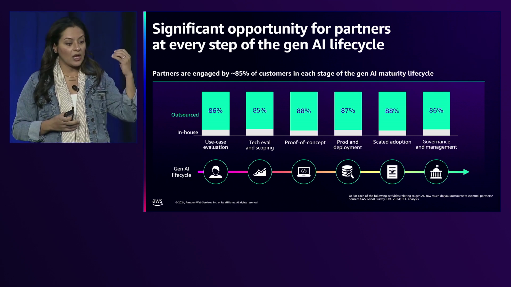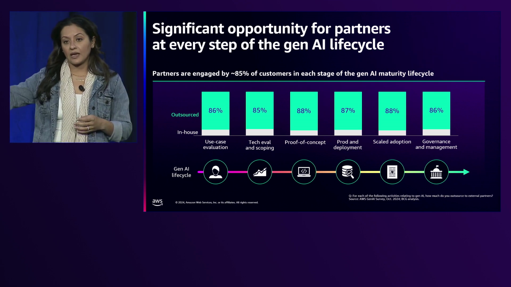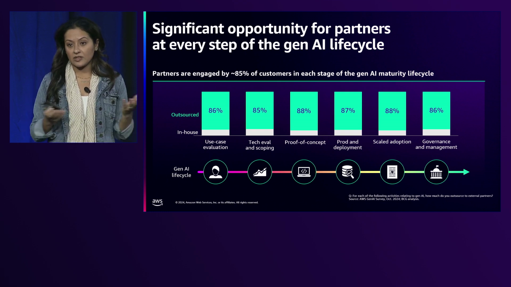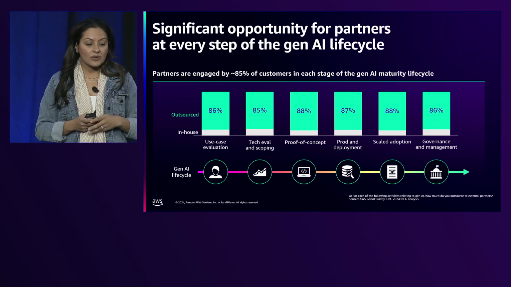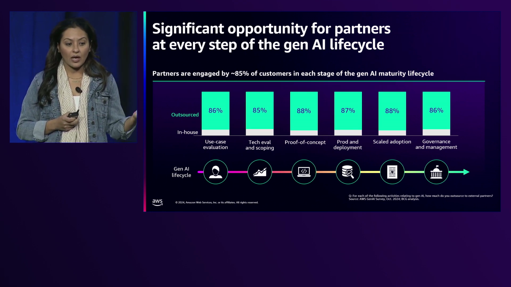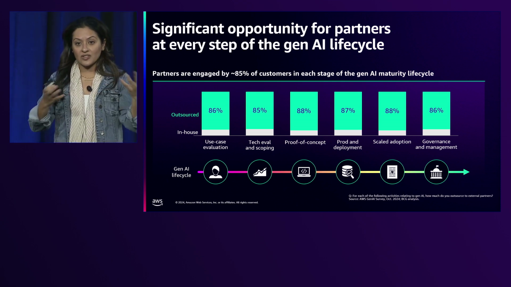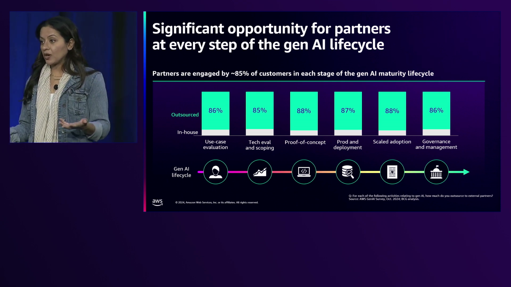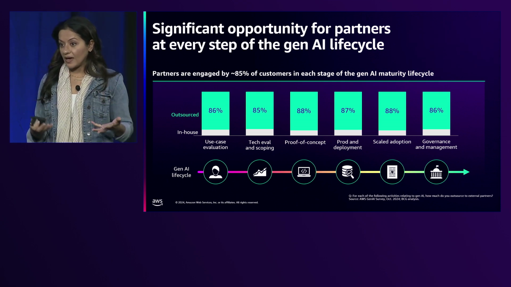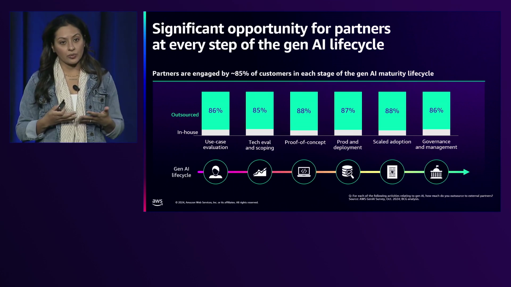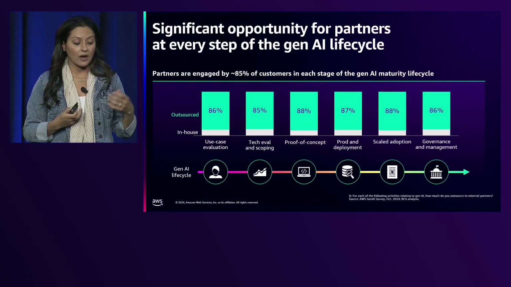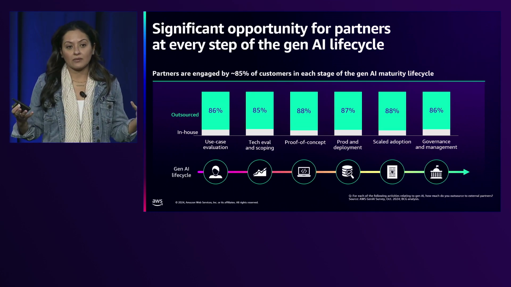So starting with use case evaluation, but all the way to scaled adoption, governance, and management. So now we've talked a little bit about why it's important for the customers in the room, why you may want to engage your partners, and for the partners in the room, why you want to invest in really having a structured approach to evaluating ROI. So now let's talk about how you do that.